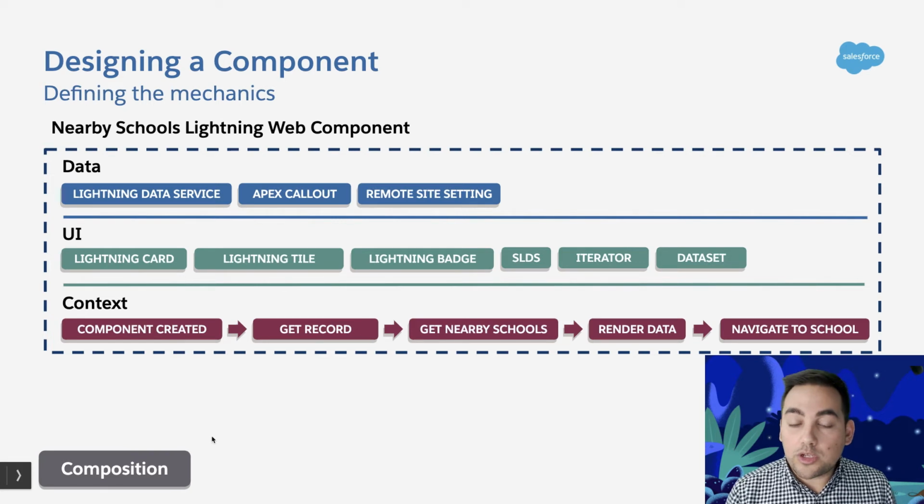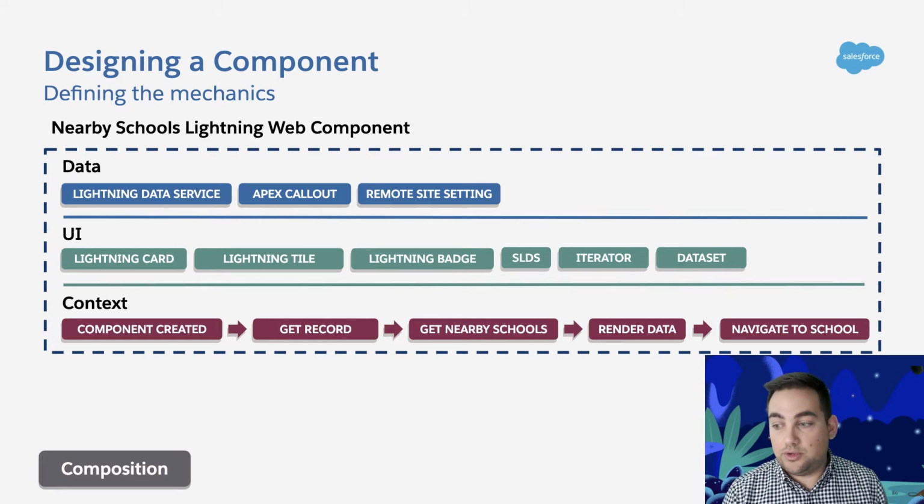Now, from a UI perspective, we've already identified we need a Lightning card. We're going to use tiles for those details of the schools, and we're going to use Lightning badges to display the skills. We're then going to reference the design system when we need to, in case we need some of the utilities, and then we're going to iterate over that data. Now, we're going to use a feature in HTML called a data set to navigate to the website, but we'll go through that when the time is right. And that gives us all of our UI functionality and features.